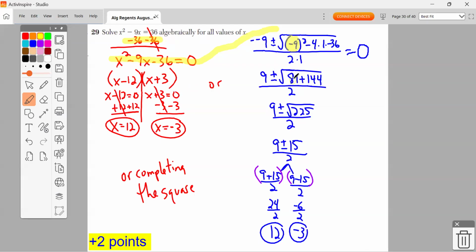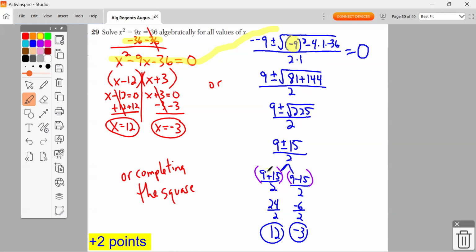Negative 9 squared is negative 9 times negative 9, which is positive 81. Minus 4 times A times C, that's really 144, over 2 times A, 2. I add together my 81 and 144 to be 225. 225 is a perfect square. It's just 15. So 9 plus or minus 15 all over 2. Split it. 9 plus 15, 9 minus 15 all over 2.